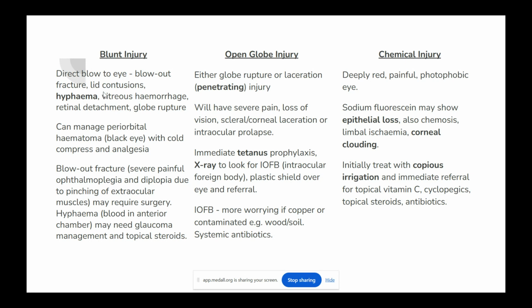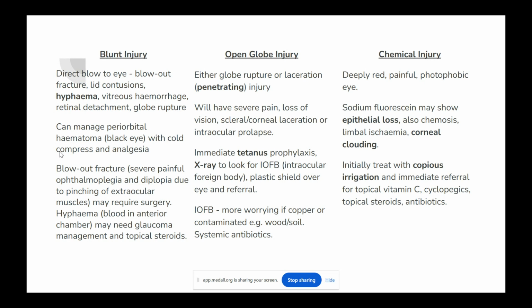With blunt injuries, it's more of just a direct blow to the eye. So it could be, for example, a blowout fracture, and a lot of the times it could result in a hyphema. I used to always confuse a hyphema with a hypopyon. A hypopyon is basically that pus accumulation in the anterior chamber associated with inflammation, like anterior uveitis. Hyphema, on the other hand, is blood in the anterior chamber as a result, more times than not, of trauma, right? They can also get vitreous hemorrhage because the vessels at the back of their eye have also been subject to that trauma, and they can get retinal detachment, as well as a globe rupture.